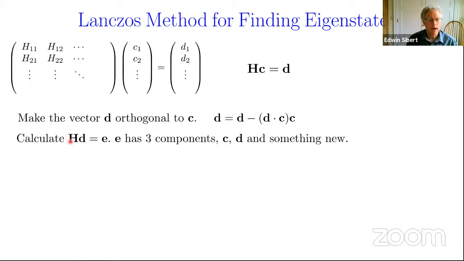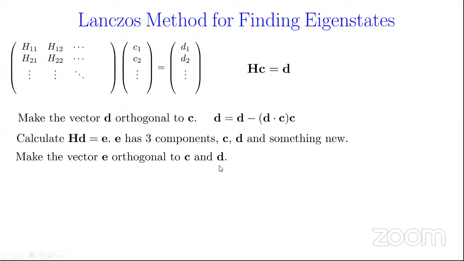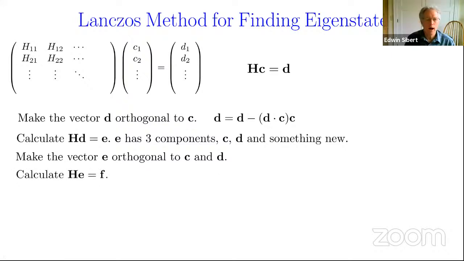You then come along and you have H operate on D. Now E has three components. One, when H operates on D, it takes you back to C. So you get that component. When H operates on D, you get some of D back. And this time there'll be a third component. And we just make sure that the new component, E, is orthogonal to C and D. That's the whole part of this whole algorithm. And you keep redoing this over and over and over.